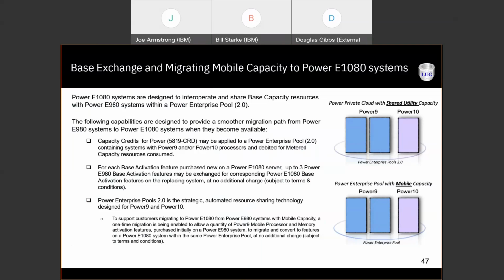Power8 and Power10 cannot play in the same pool. All right. So if you have a mobile activation pool with Power8 and Power9, and you want to put a Power10 in there, you can't, because in a pool you can only have n and n+1. So you can't have Power8 and Power10 in the same pool. And there's no way to move Power8 mobile activations to Power10. If that's an issue, contact your IBM seller and talk to them about it.